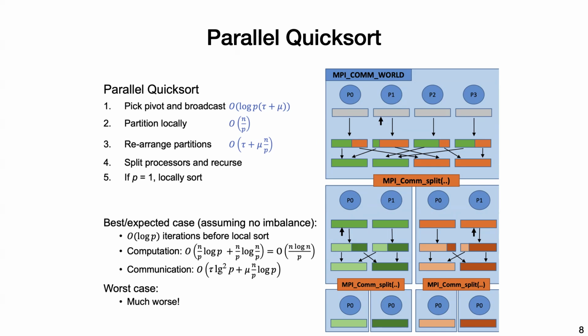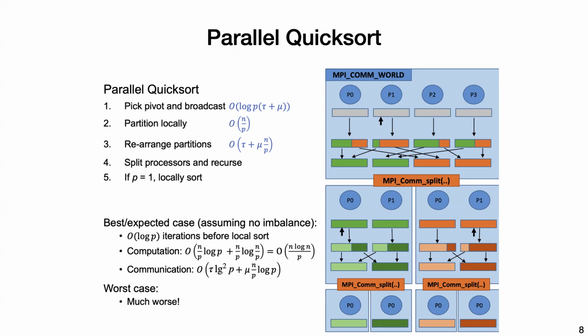So how are we going to analyze quicksort in distributed memory? In the beginning, we have p processors, each of them with about n over p data. The first step is we pick the pivot. In each recursive step, we pick a pivot, and we have to broadcast the pivot to everyone, which is going to take log p times tau plus mu if we have p processors. This is just the broadcast runtime that we had when we were doing communication primitives.